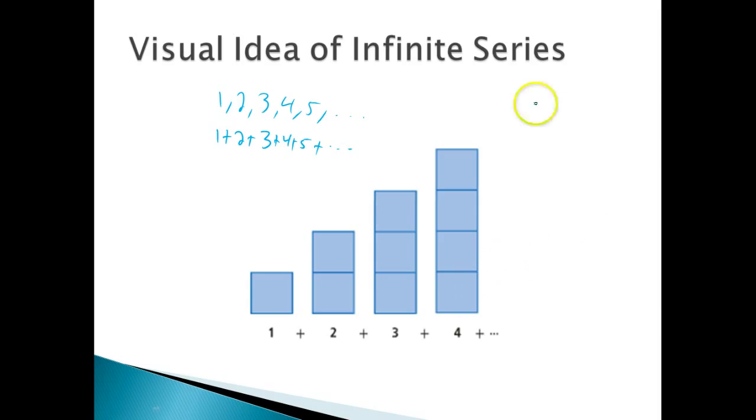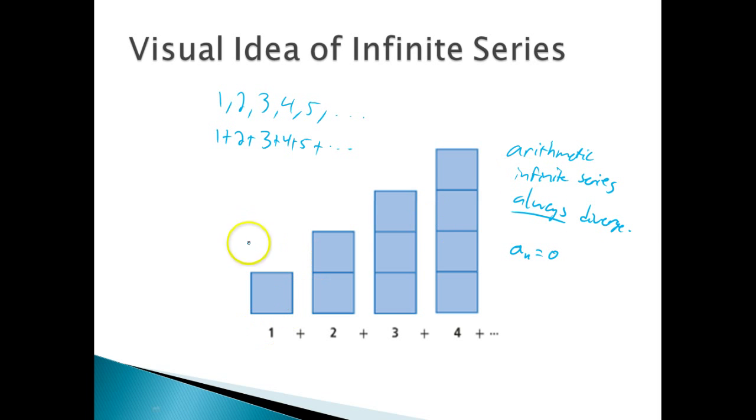So this is something worth noting: arithmetic series, arithmetic infinite series, always diverge. The only exception is if you're looking at the really not very interesting sequence where a_n equals 0 for every single n in the series. Because if it's always 0, you're just adding a whole lot of zeros together, which means it converges to 0. Otherwise, arithmetic infinite series are always going to diverge, whether you're adding or subtracting. It doesn't matter. They're always going to diverge.